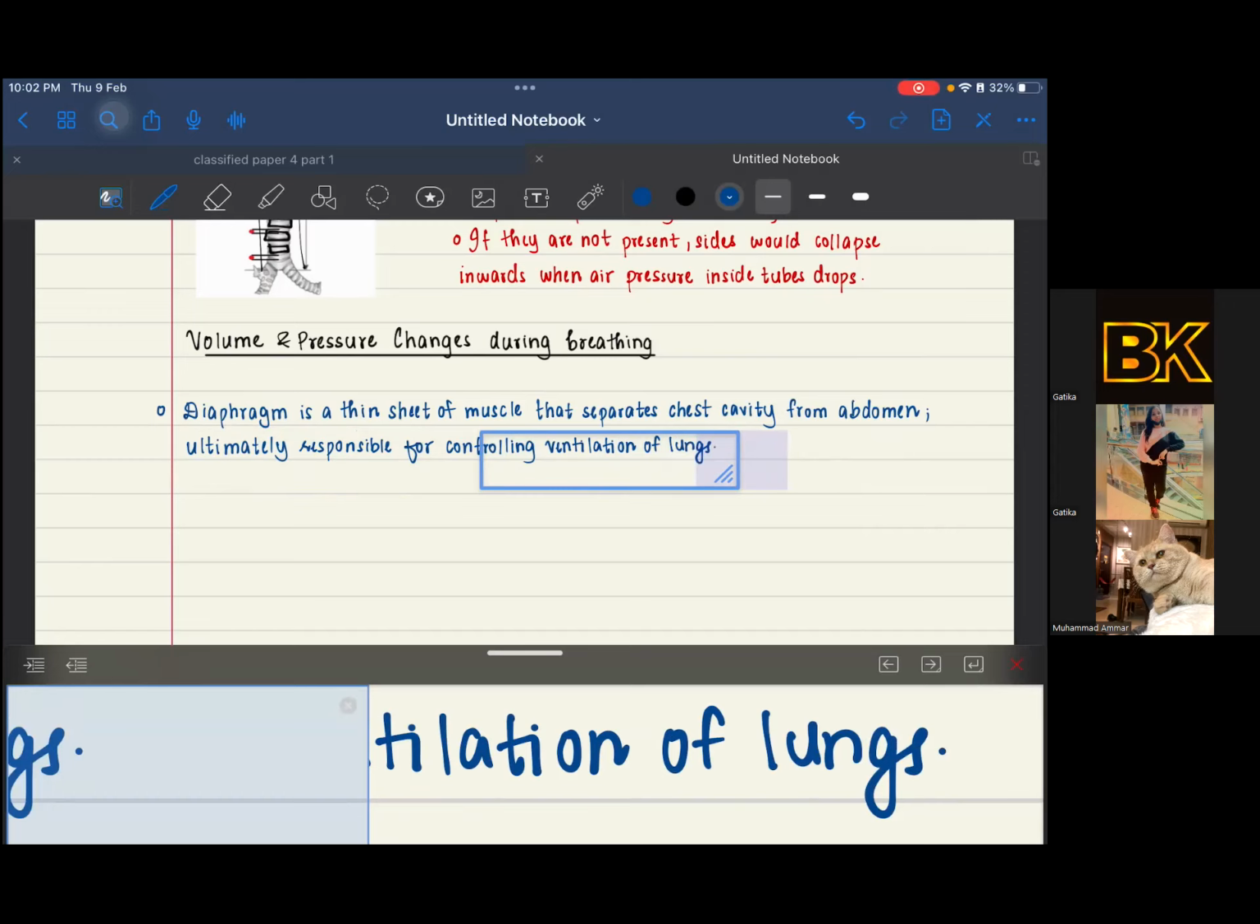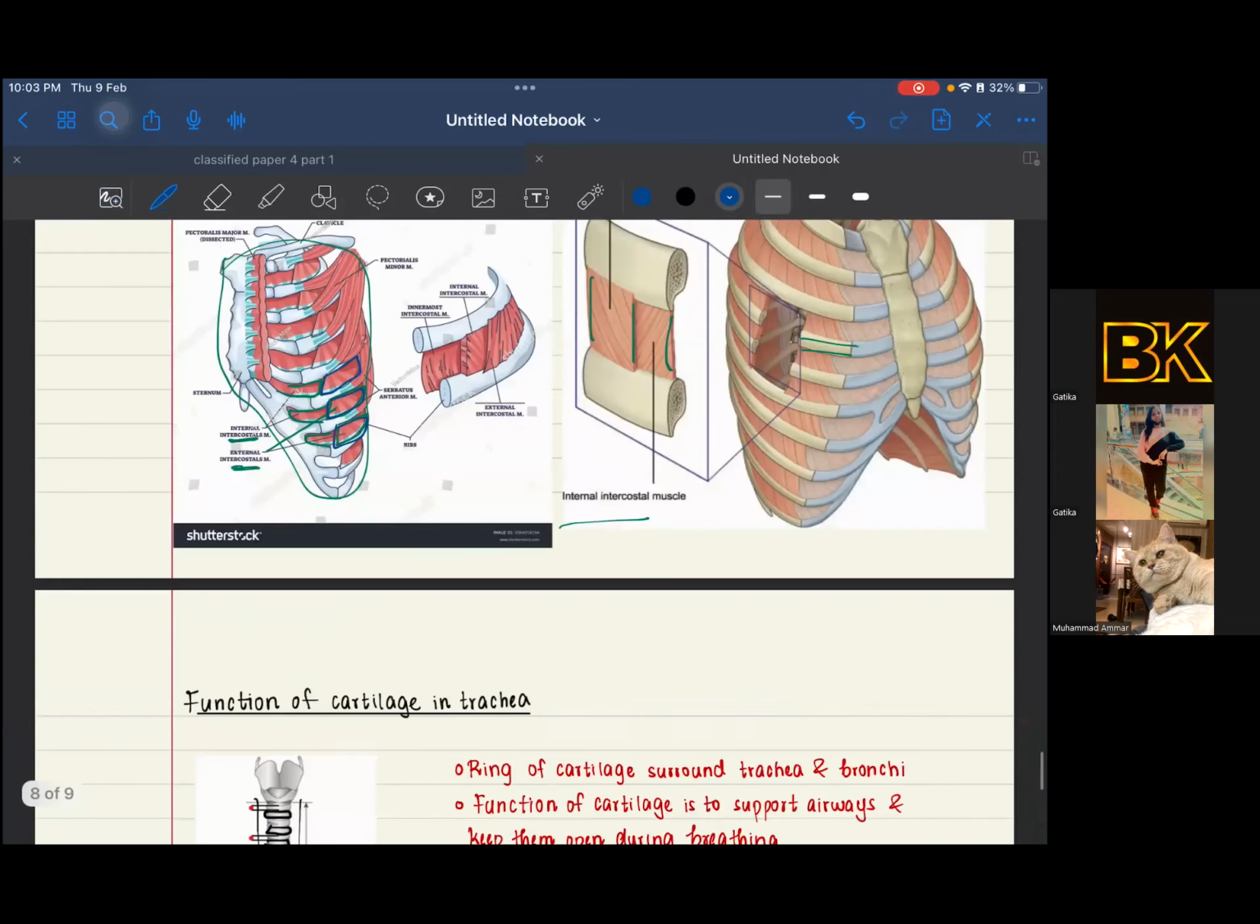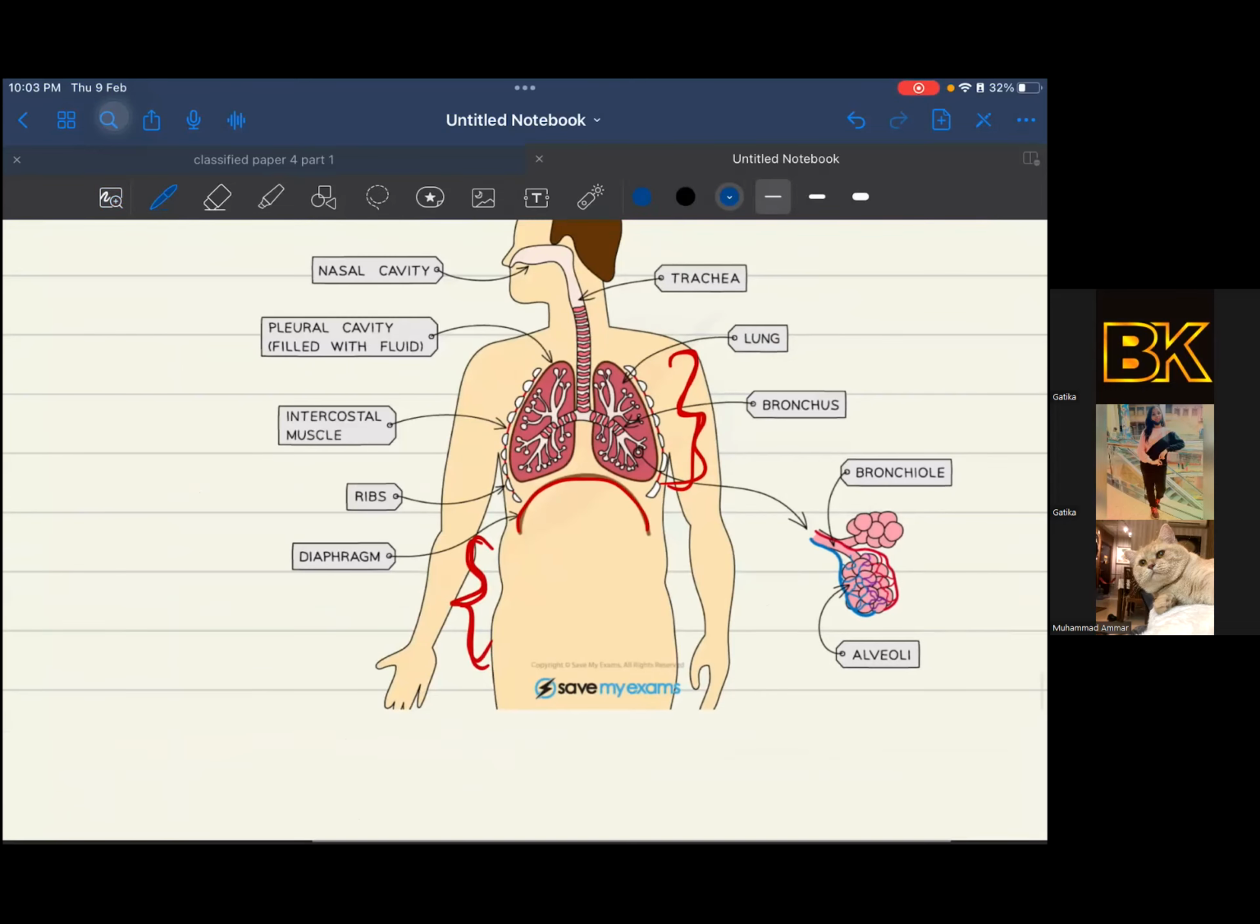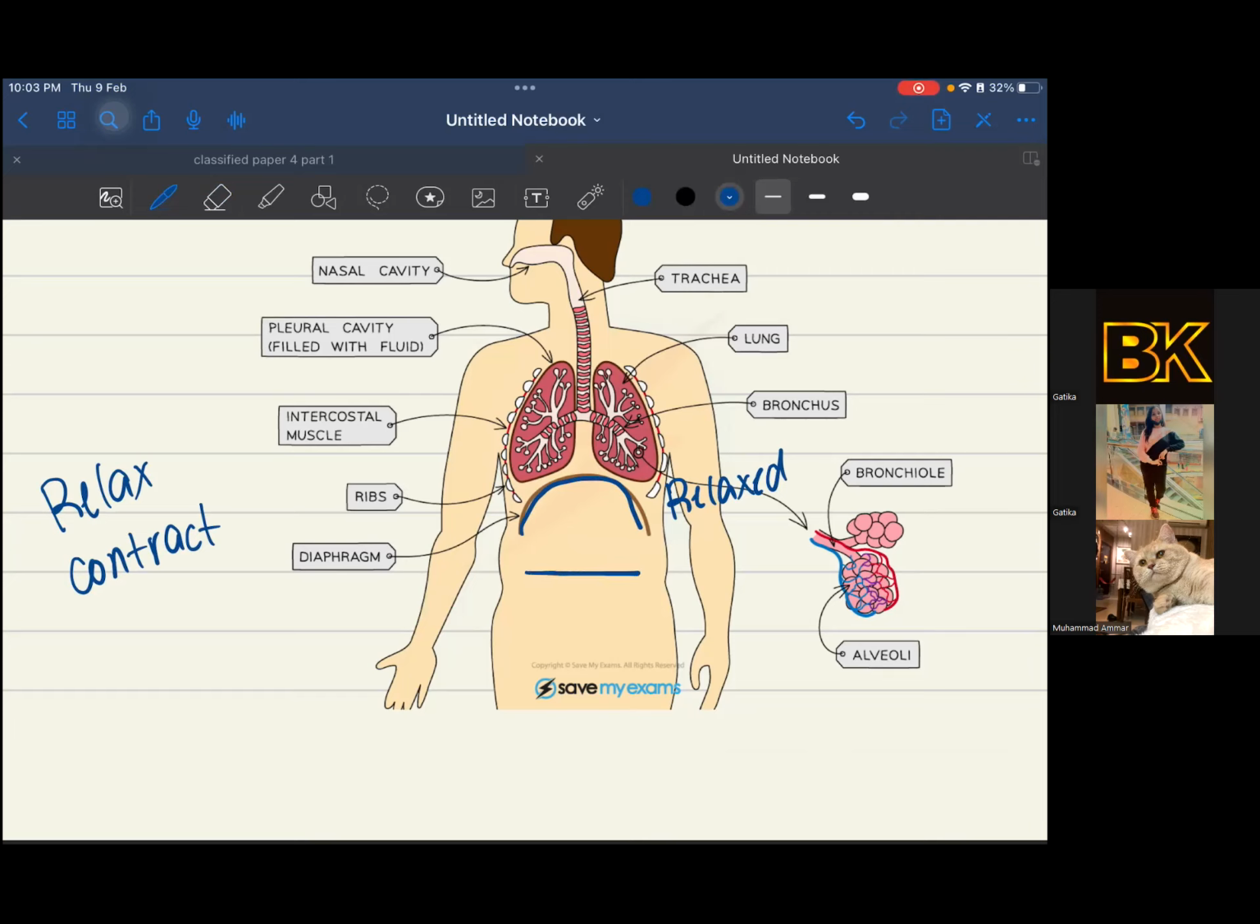Okay, now when the diaphragm contracts, it flattens. If I show you from this diagram itself, right now it is in its relaxed state. Okay, it has two states. One is the relaxed state, the other one is the contracted state. Right now it's in a dome shape. When it is in the dome shape, it is relaxed. When it contracts, it becomes straight, it will flatten. That is its contracted state. Do you understand this difference?